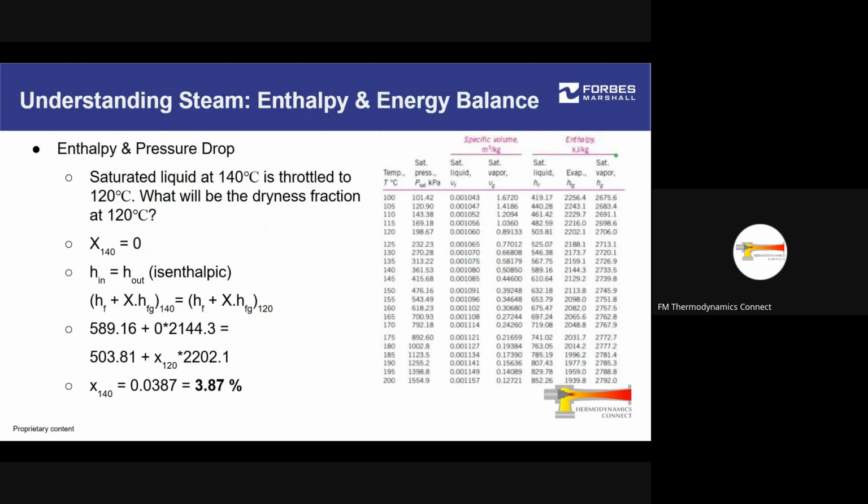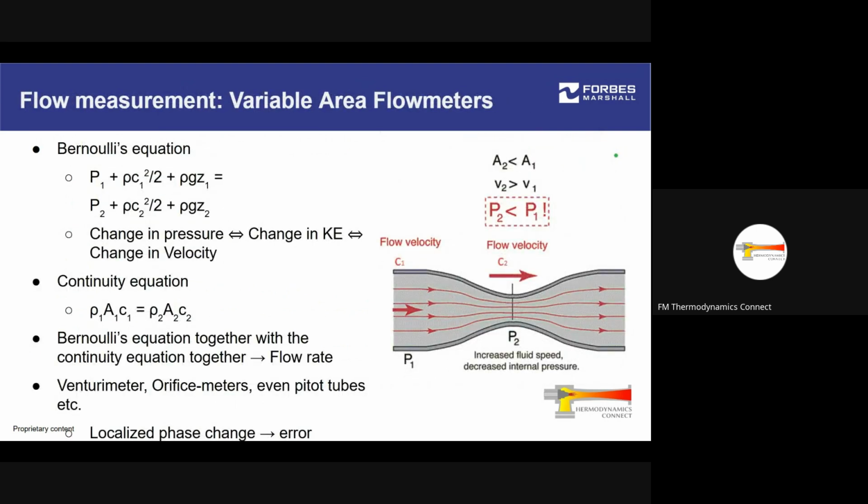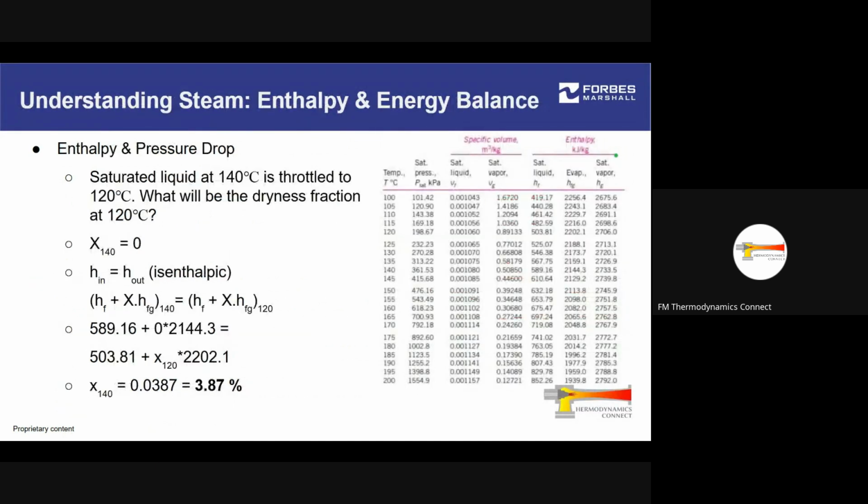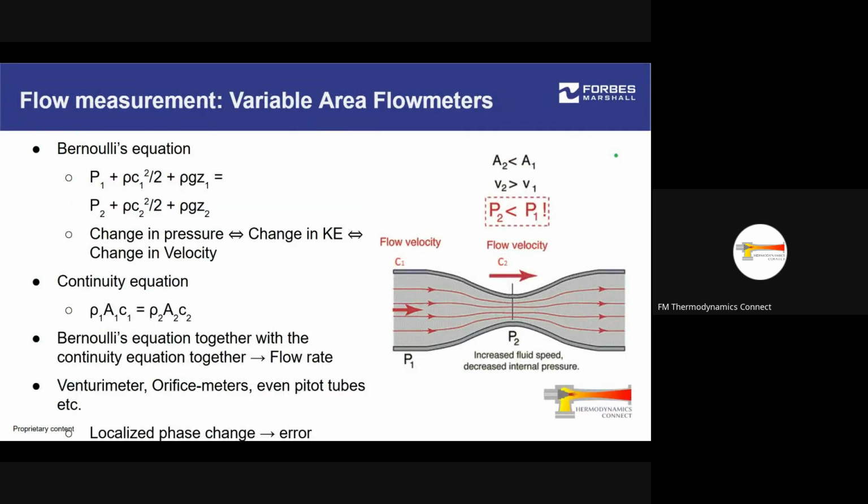If you use anything like a venturimeter, you're going to get the same phenomena. You will have a condition in which the flow measurement using a venturimeter relies on Bernoulli's equation, which leads to a change in pressure corresponding to a change in kinetic energy.